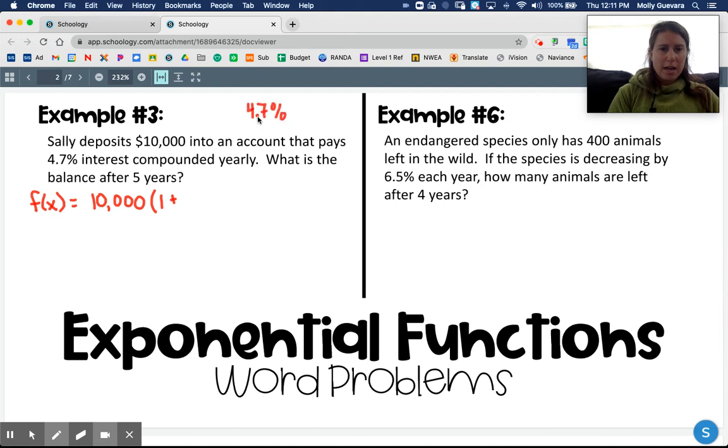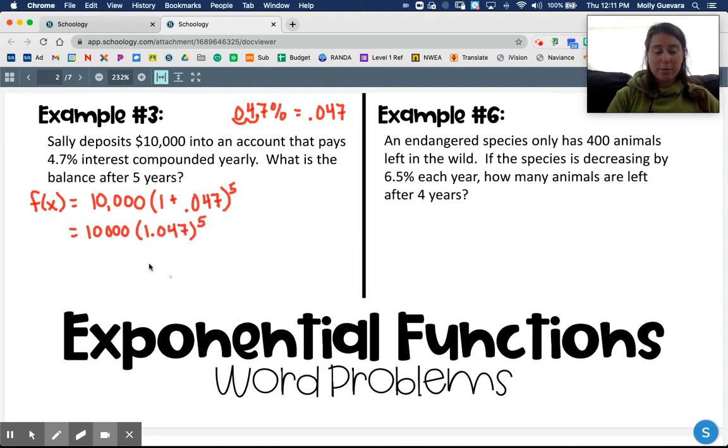now 4.7%. I have to move that decimal place over twice, fill in any zeros. So it's 0.047 as a decimal. So 0.047 to the 5th. Okay, so if I add those numbers together inside the parenthesis, we get 1.047 to the 5th. And then from here, I can just enter it into my calculator.